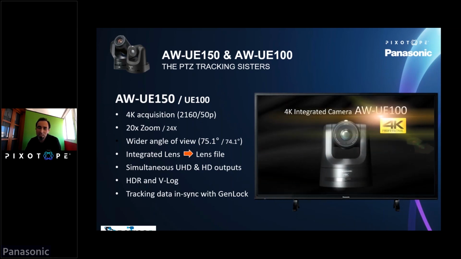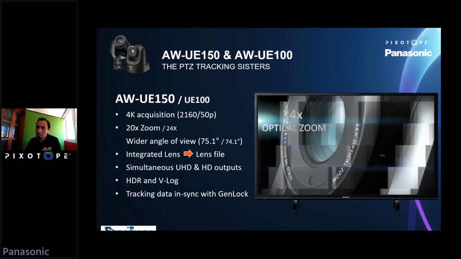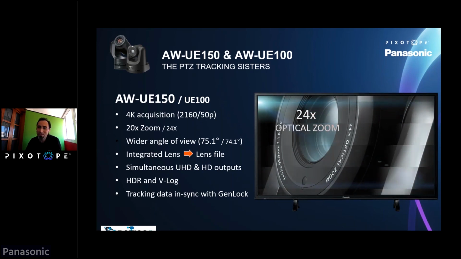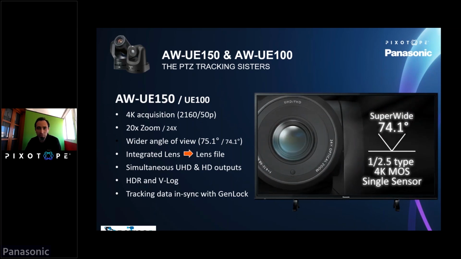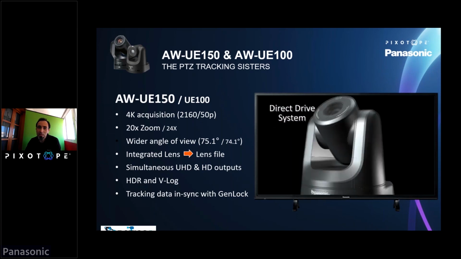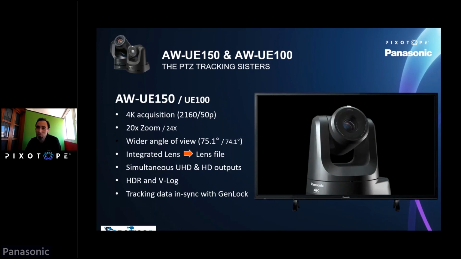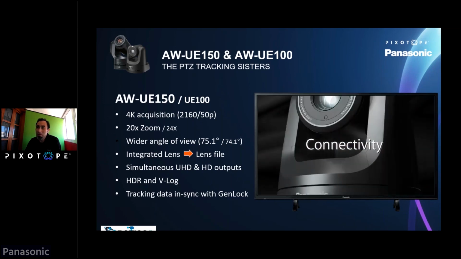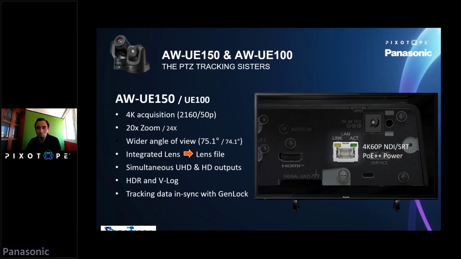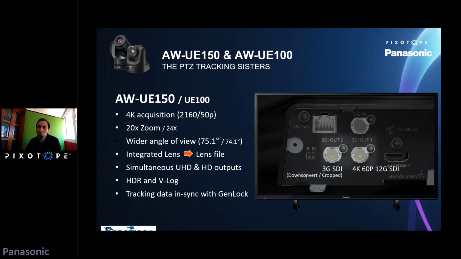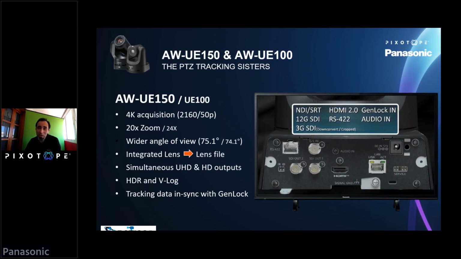The camera has a good balance between zoom and wide angle of view. So we can use the camera really far and make use of the optical zoom, 20 times in case of the 150, 24 in case of the 100. But also we can put the camera really close to the action, really close to the talent. And thanks to this wider angle of view, there is no need for external converters. I think the camera now offers both possibilities in a really integrated way.